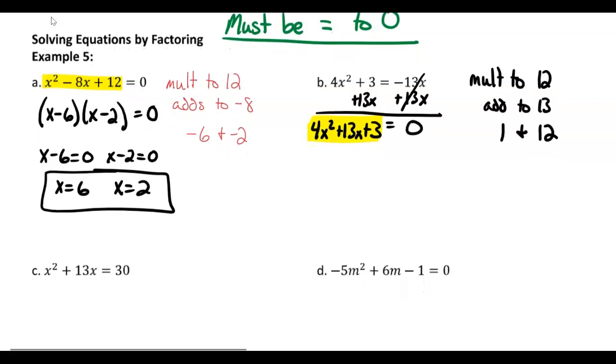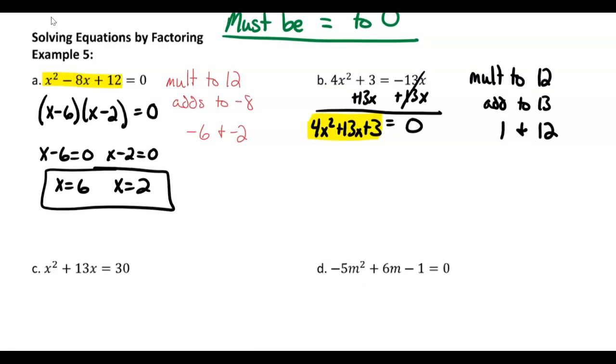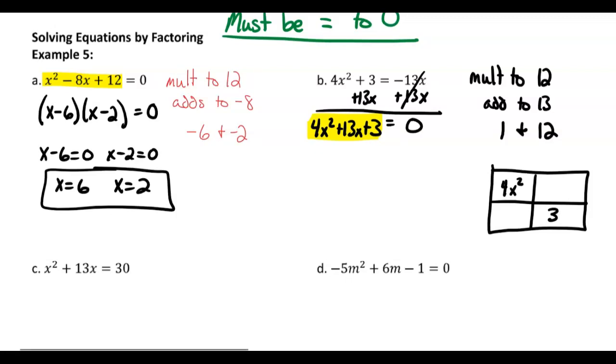So we're not taking a long time to factor because we've been factoring for several days at this point. So remember, since it starts with a 4x squared, you have to make the box. You can't just jump straight to your answer. So kind of a review from factoring, you put 4x squared here, you put the 3 here. So remember the first thing, 4x squared, top left box. Last thing is plus 3, bottom right box. These two numbers, 1 and 12, they replace 13x. So we're going to do 1x, I'm going to put that here, and 12x, I'm going to put that here.